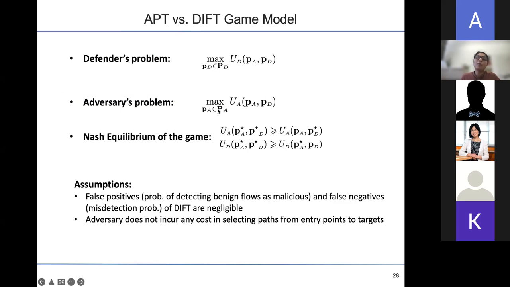And the adversary's problem is to choose a policy PA so as to maximize his or her payoff UA. And UA and UD are both functions of PA and PD. And we look at this notion of solution to the game called Nash equilibrium, which is shown by the following equation here, which basically means that no player, no agent, can improve through unilaterally deviating. What I mean by that is PA star, PD star is a Nash equilibrium if neither player can improve by deviating from that policy.